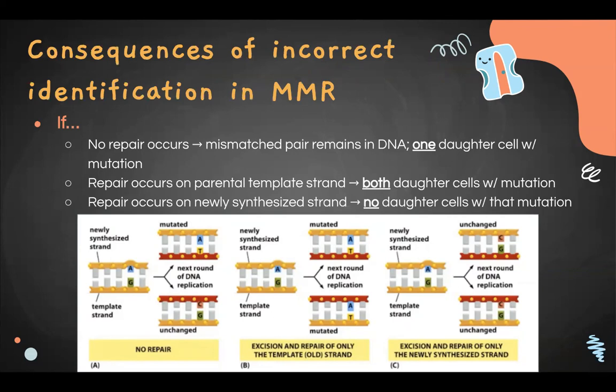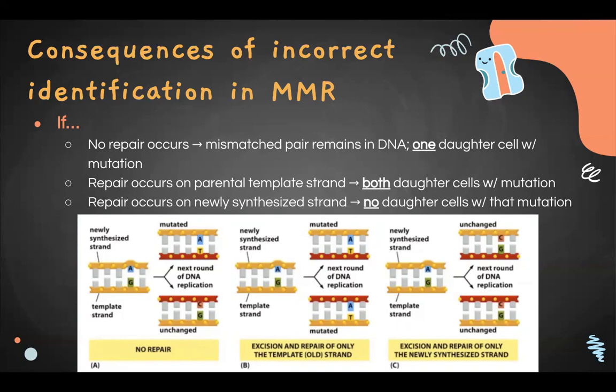The first one is if there was no mismatch repair pathway. So if there was no mismatch repair pathway, and for example, an A got incorrectly paired with a G, the bottom strand is the template strand, the original one with the correct base in it, and the newly synthesized strand has the incorrect nucleotide. So this is the one that should get fixed, but there is no MMR pathway here.